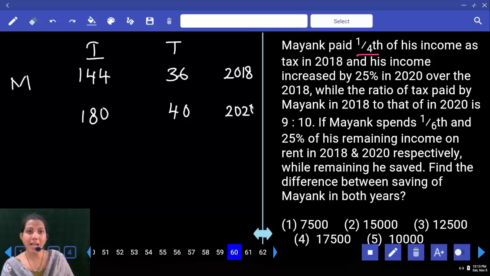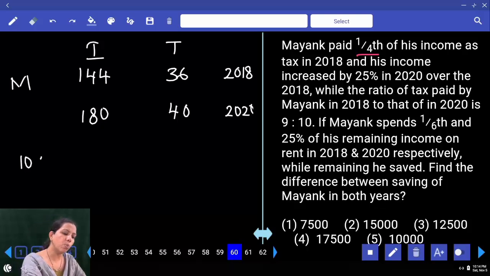Okay, if Mayank spent 1/6 and 25% of his remaining income on rent in 2018 and 2020 respectively while remaining is saved. Find the difference between the savings of Mayank in both the years. Out of 144,000, how much have you already spent? 36. As tax paid. How much left? 108. Out of this 108, how much percentage is spent as rent?